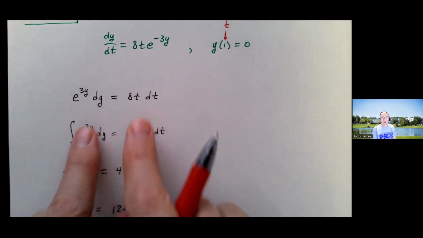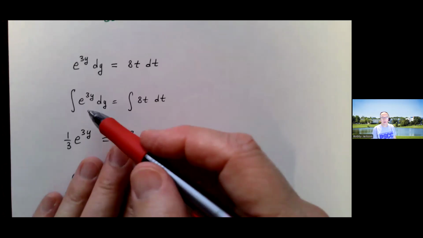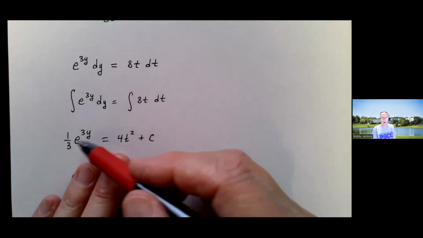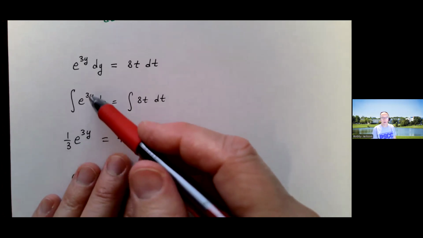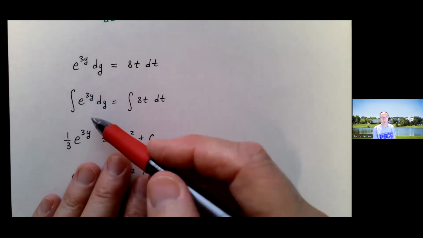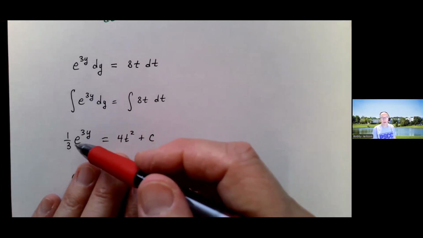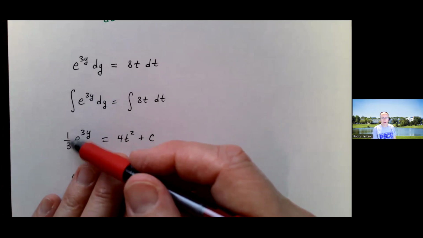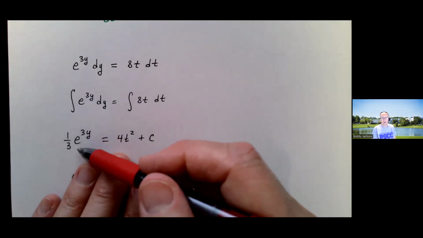Now, I integrate both sides. Now be careful here, the antiderivative of e to the 3y is not e to the 3y. Where did this 1/3 come from? Now there's a little substitution going on, right? If I let u be 3y, then du is 3 dy, and we have 1/3 du equals dy. That's where that 1/3 comes from. So again, we're just undoing the chain rule if I take the derivative of this.